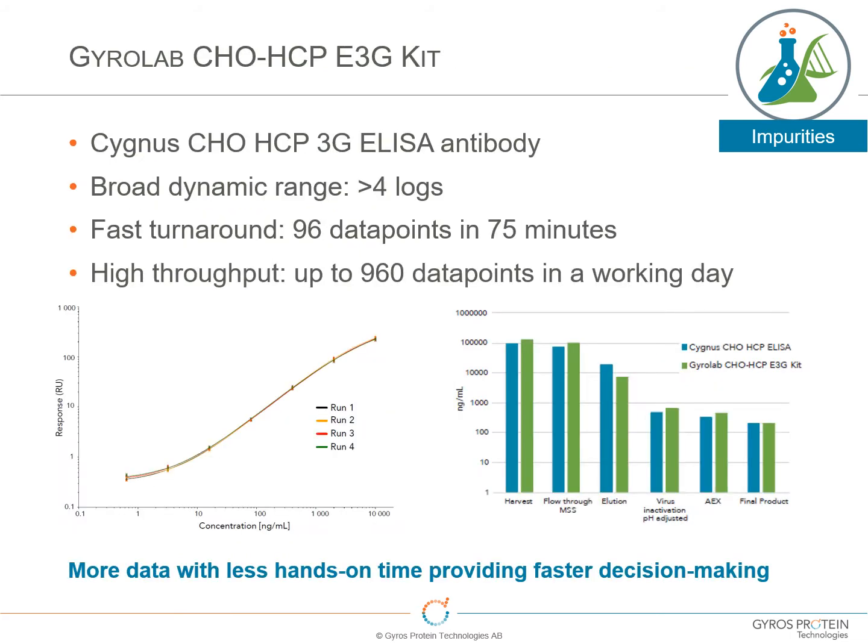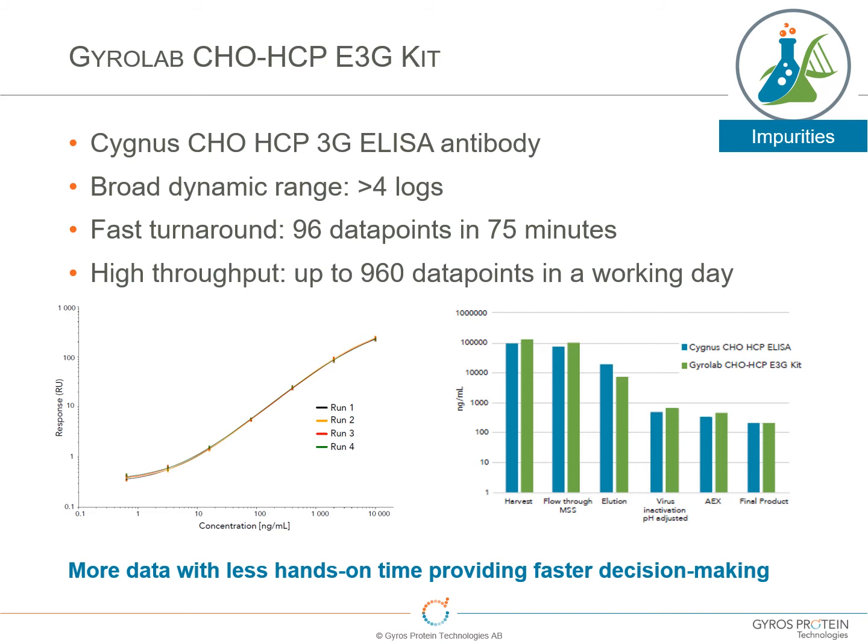The Gyrolab CHO-HCP E3G Kit quantifies CHO cell line host cell protein impurities in bioprocess samples. The sandwich immunoassay is run on a Gyrolab BioAffy 1000 HCCD using the industry standard CHO-HCP E3G ELISA antibody from Cygnus Technologies and detects a broad spectrum of CHO-HCPs. The sandwich assay includes the biotinylated anti-HCP3G capture antibody and an Alexa Fluor 647 anti-CHO-HCP detection antibody.